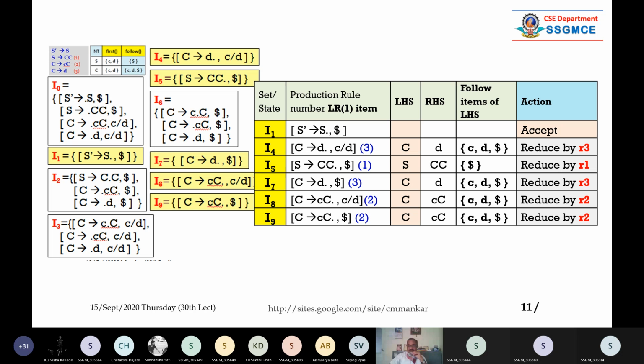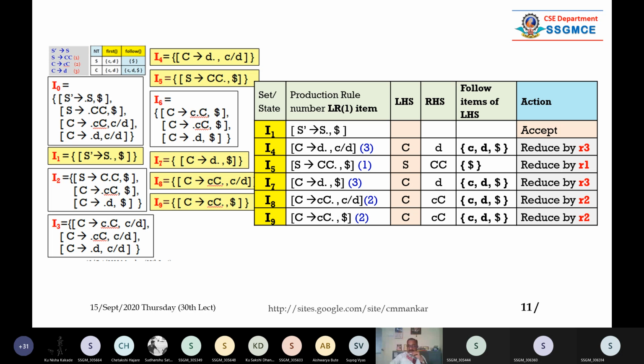Then we have LHS and RHS. Now in case of CLR parser, we don't need the follow set. We need only look at which are in a set itself. But why am I writing this? Because you should not miss anything. So it is better to write all the follow items also along with the LR1 item.